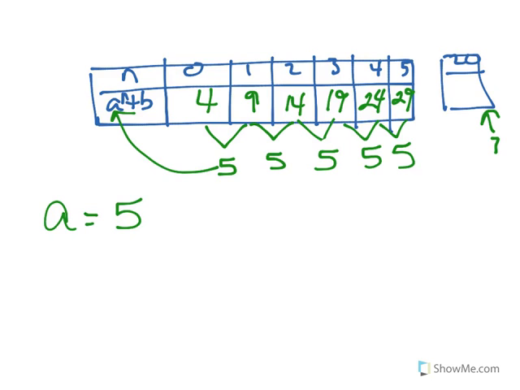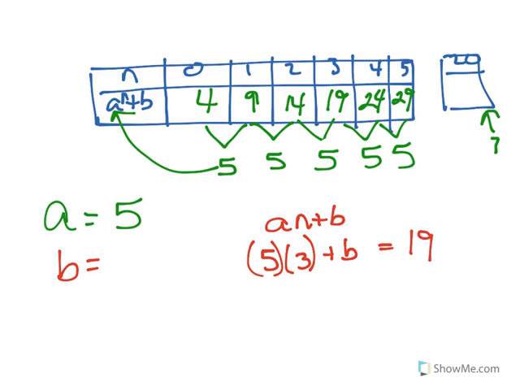Now b, let's do b in a different color. The expression is an plus b. Well, if n is, let's say, 3 for example, then 5 times 3 plus b is going to equal 19. Well, this is 15 plus b equals 19, and therefore b, we haven't had solving yet, but I'll show you another way you can do this very easily. So b is going to be 4.